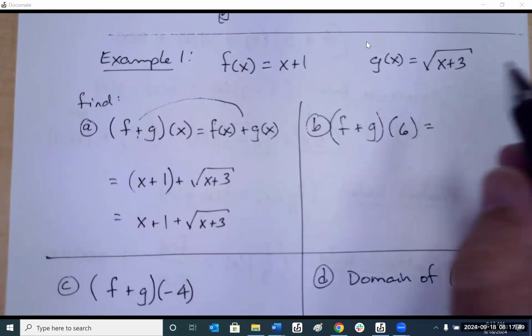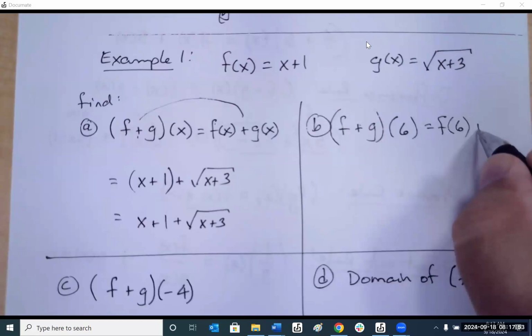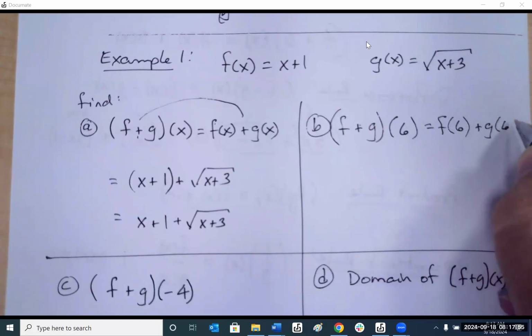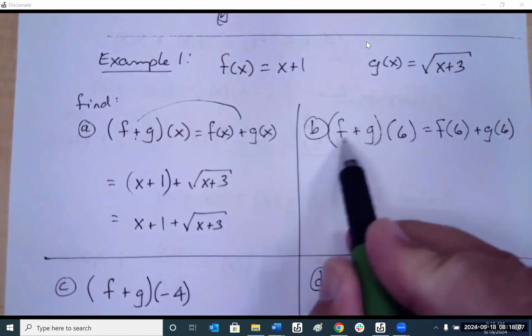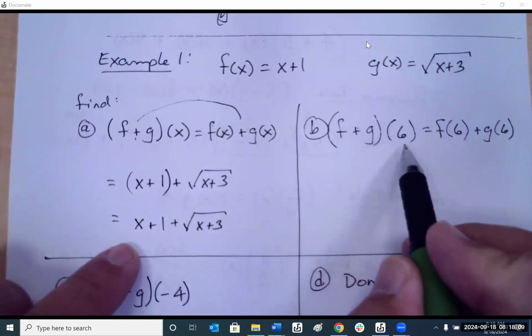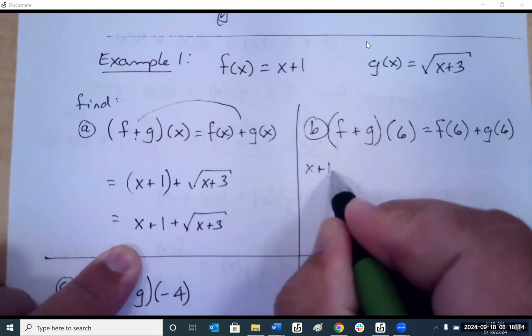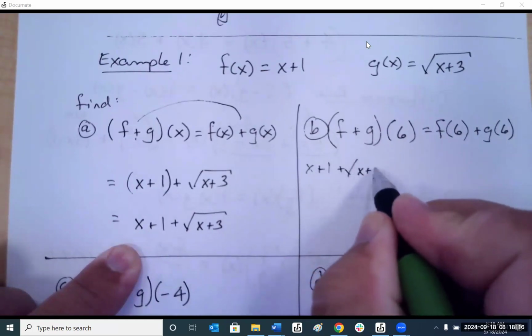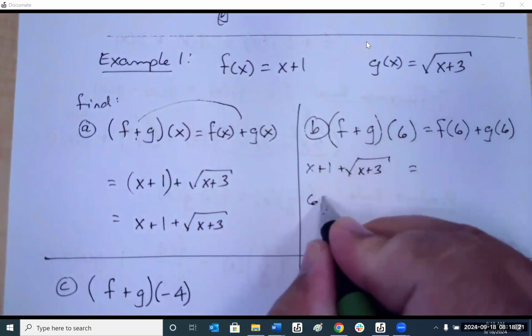Okay, now B. What it's telling us is f of 6 plus g of 6. Now, what is it exactly telling us? It's telling us we can do it two ways. One, we can combine the functions together first and then plug in the 6. In other words, I can have x plus 1 plus square root of x plus 3, and then plug in 6 anywhere I see an x.